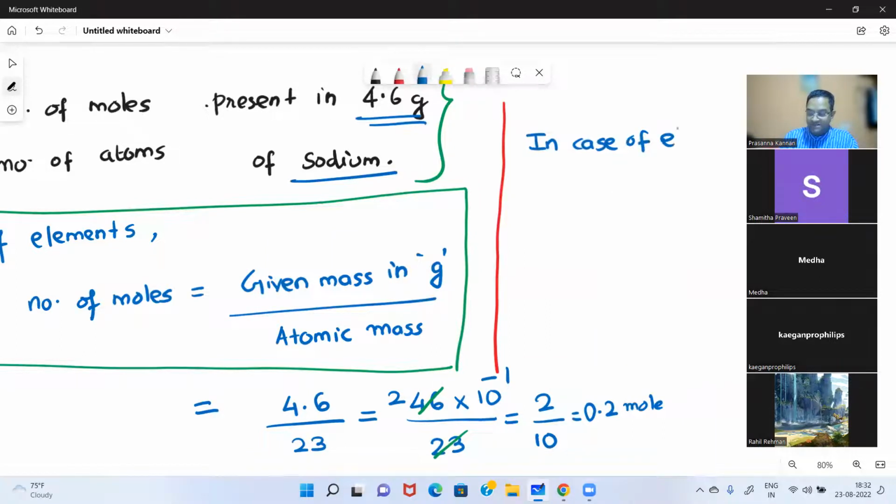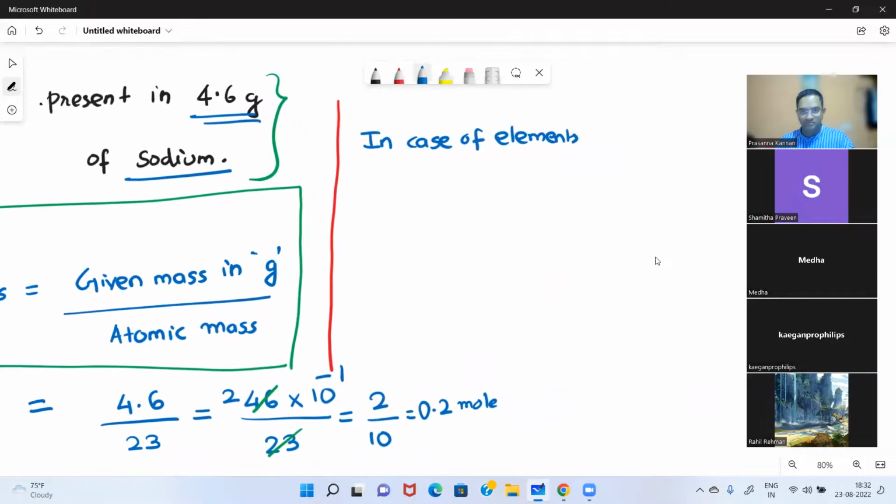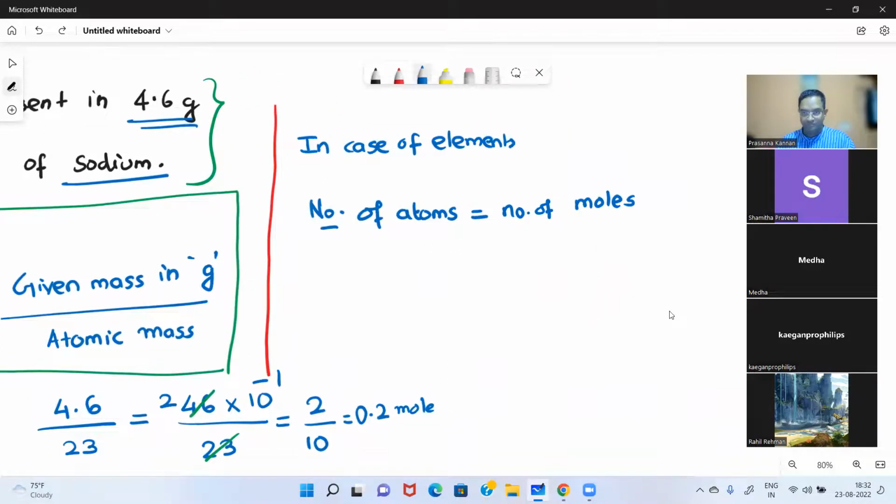So in case of elements, the number of atoms is given by number of moles multiplied by Avogadro number. In case of molecules, what did we do? We multiplied the number of moles by Avogadro number to get the number of molecules in case of compounds. Here, when you multiply the number of moles with Avogadro number, you'll get the number of atoms.